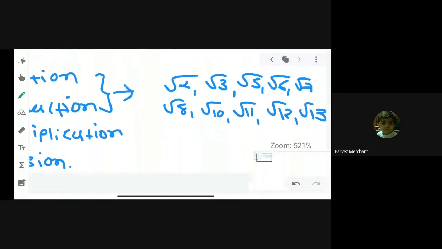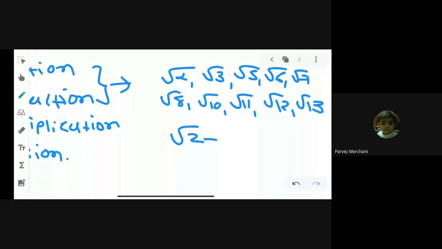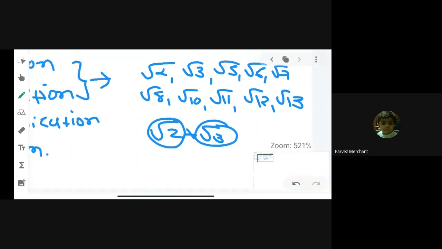Okay, now if you want to add root 2 plus root 3, we cannot add or subtract. Why? Because root 2 and root 3 are unlike terms. Are you getting this point? We cannot add root 2 plus root 3. Its answer is not root 5. Please remember this thing. Root 2 and root 3 are unlike terms, so we cannot add. Clear all of you?